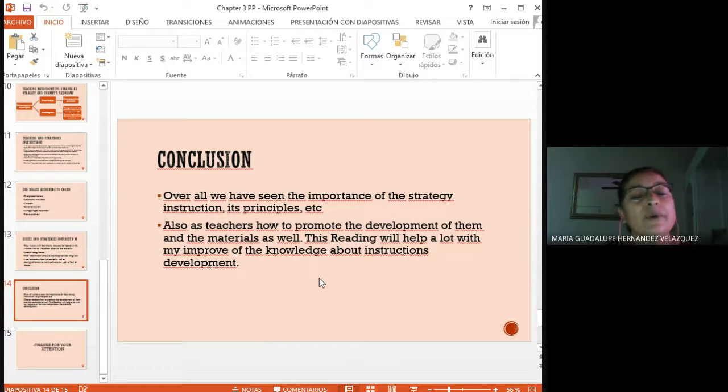The conclusion is that overall, we have seen the importance of strategy instructions, their principles, etc. Also, as teachers, how to promote their development, and the materials as well. This reading will help a lot to improve knowledge about instruction development. So that means that we need to promote learning instructions and also motivation, because they are very important.